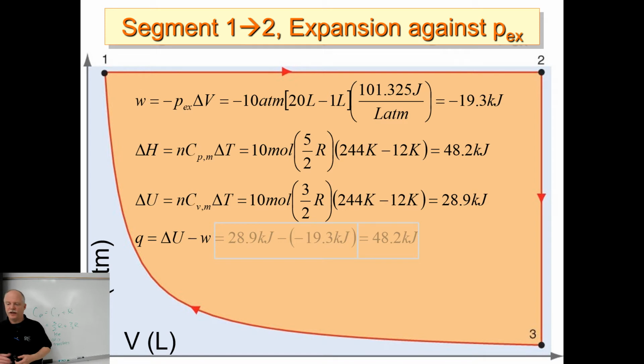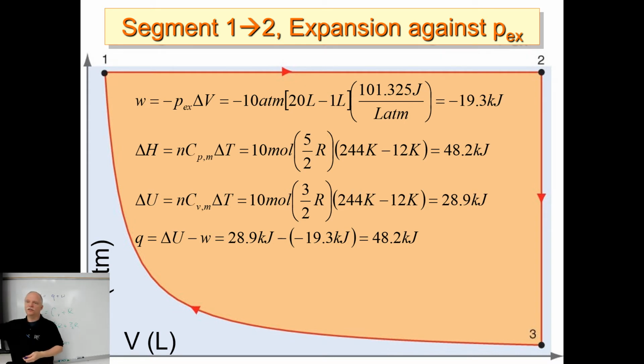And so when we have that equation, delta U is Q plus W. We've already calculated W. We've calculated delta U. And so just solving for Q, we just take the difference between the two. So we end up with 28.9 kilojoules minus a negative 19.3 gives us 48.2. And in another way, you could have said that Q is equal to delta H, and we would have gotten the same answer.